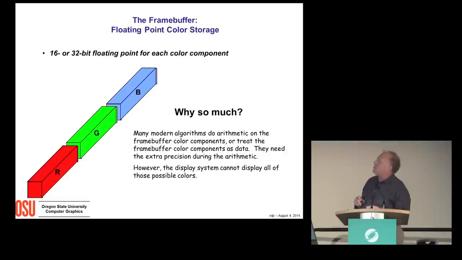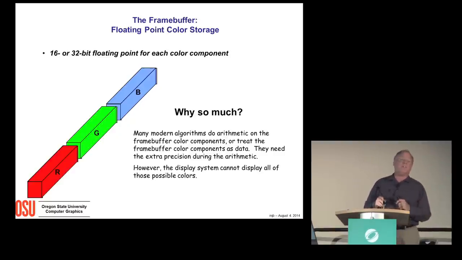Something that's been fairly recent is some of these now are doing 32 bits of floating point for red, 32 bits for green, 32 bits for blue, and you think, whoa, that's a lot of memory. And they're doing floating point, so you can put real numbers in there. And you think, why do you want to do that? And the answer is, for visual stuff, it's probably not terribly necessary.